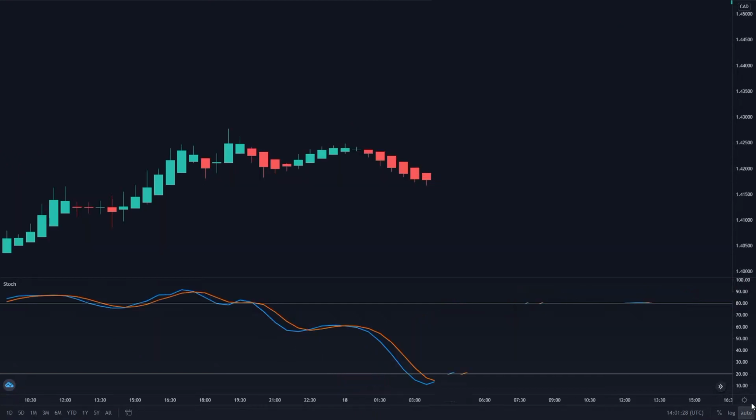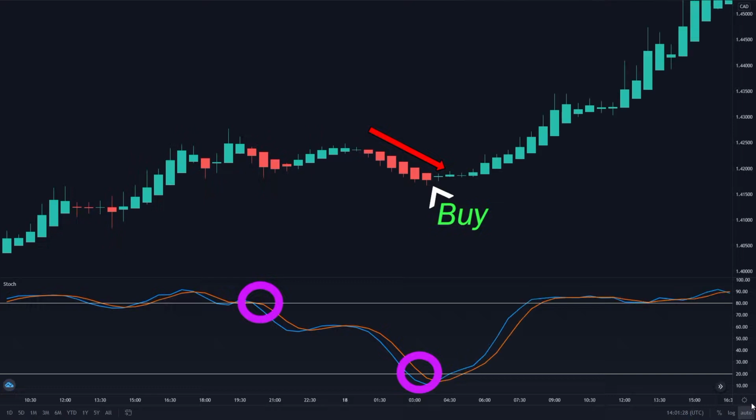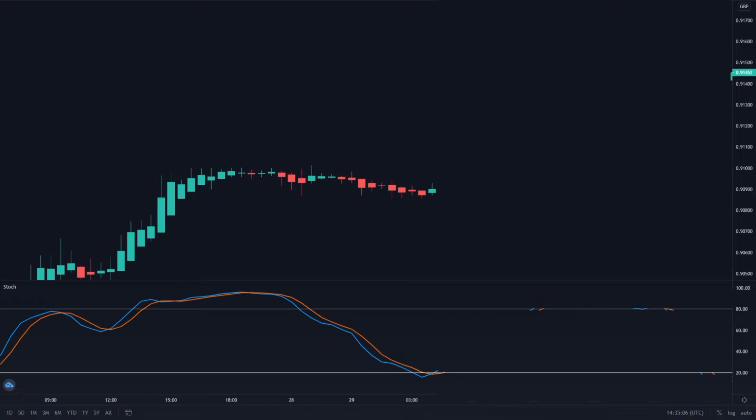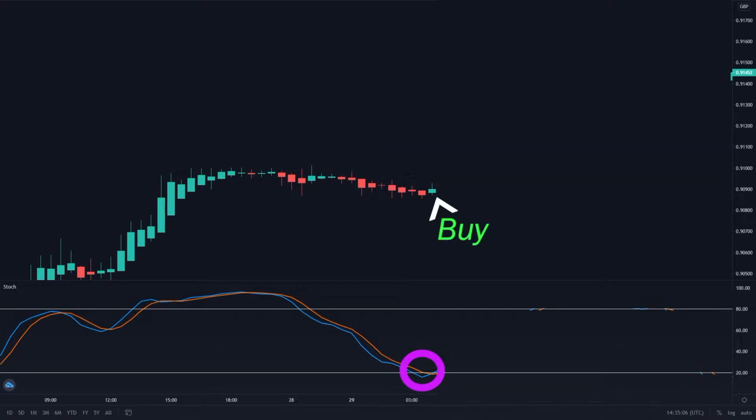So let's look at another example. Here, we can see that the stochastics went from overbought to oversold levels. But in the process, the price hasn't yet moved significantly downwards, meaning that there's a weak volume to the downside. So this is also a good opportunity to take a buy position. So let's look at another example. Here, you can see the stochastics is at the oversold levels, yet the price hasn't yet established a strong downwards momentum. So the volume to the downside is very little. Therefore, this will be a good buying opportunity.